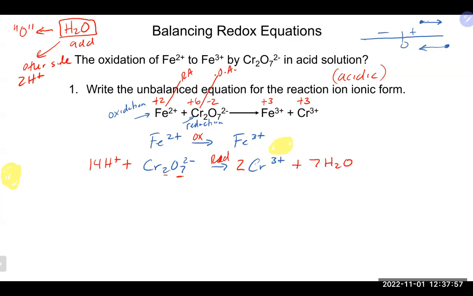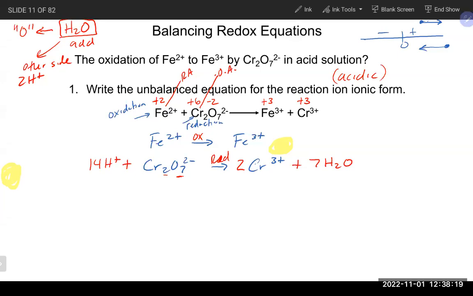By the way, if you're balancing a redox reaction and you have an unequal number of hydrogens to start with, you could add H+ to the other side to balance it out. Somewhere along the way, you need to do that. At this point, we've now balanced all the elements. We balanced oxygen and hydrogens.